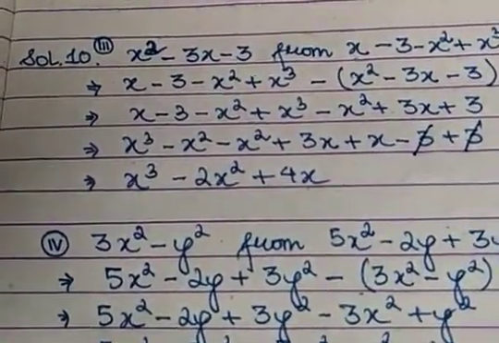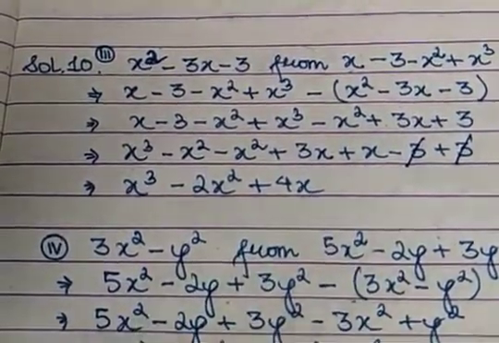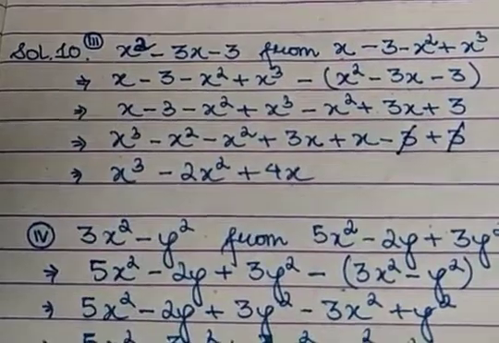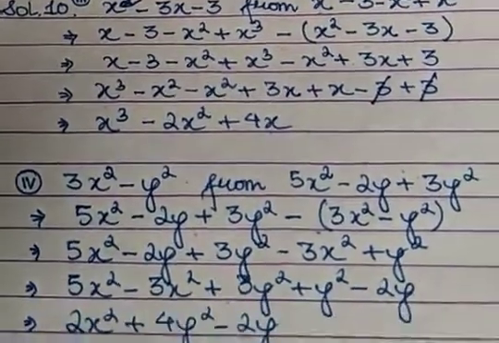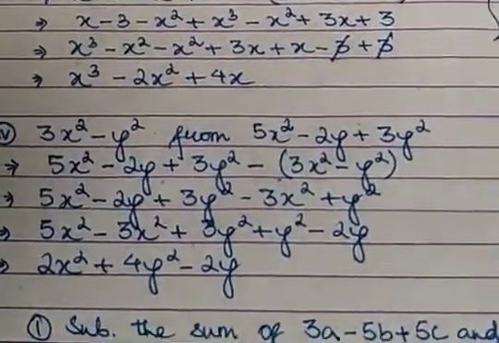We are done here. Why are we done here? Because all the three terms we got here now are unlike terms, and we know unlike terms cannot be added or subtracted, isn't it? Okay, now moving on to the next question.